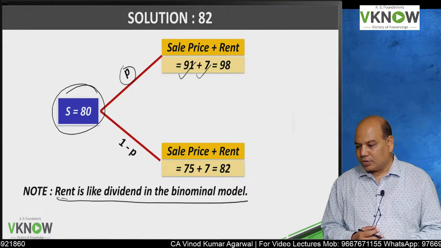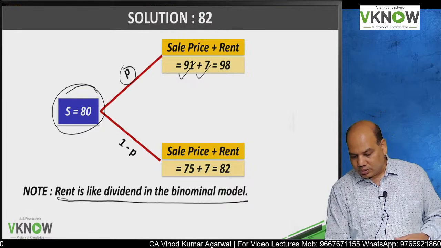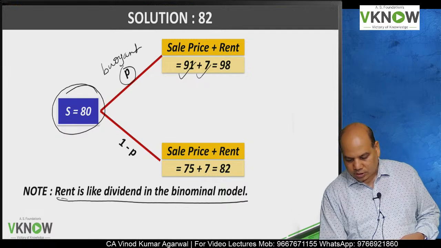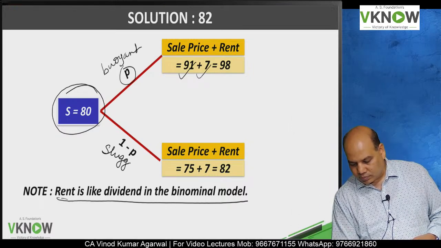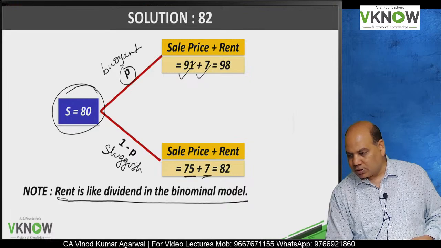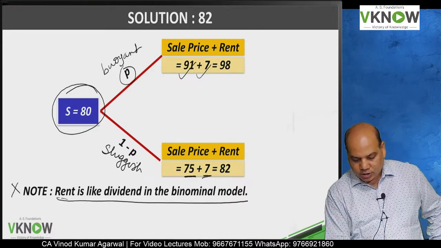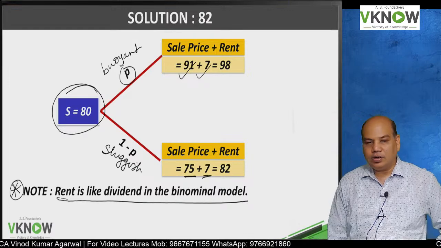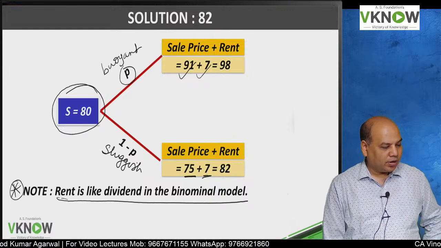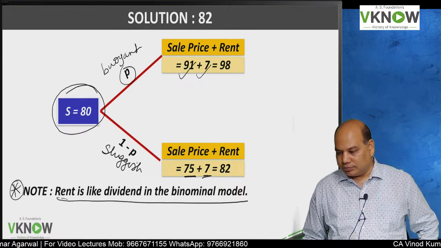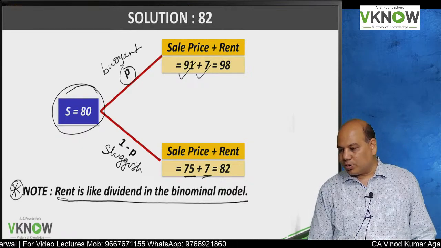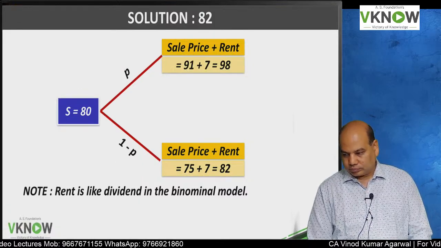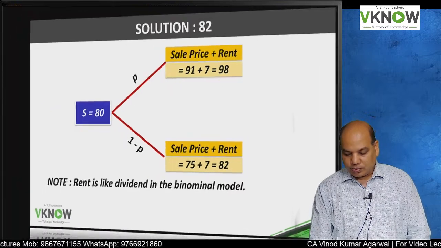Now next, if the market is buoyant, and sluggish if you want, 75 plus rent 82. Just for understanding, write a note why we are adding 7. Rent is like dividend in the binomial model. So can we now compute the probabilities? Remember the risk neutral model.